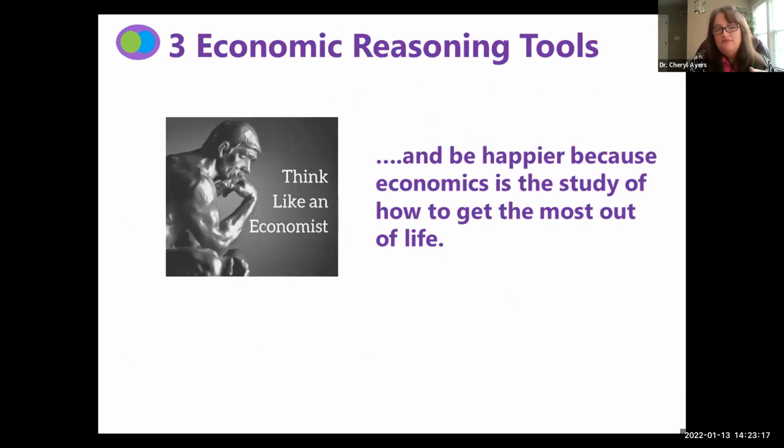Because in a nutshell, thinking like an economist or studying economics, and here's where we've gone wrong as economists, we've taught it in such a way that it's so worthy of being called the dismal science, as it unfortunately is referred to, because we haven't done a good job teaching it. And so when we teach economics as a subject area that makes people happier, because it's simply the study of getting the most out of life, period. And when you understand economics in that way, therein lies the power.